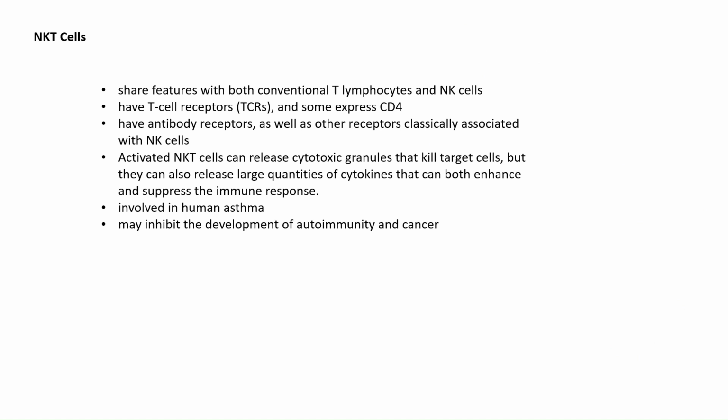Now we have one more set that is called NKT cells that share the features of both T lymphocytes and NK cells. So NKT. So they express CD4. We learned in the last slide NK cells don't contain any receptor, but this is a combination of NK and T cells, so they express CD4 also, and like NK cells they have antibody receptors also. So activated NKT cells can release cytotoxic granules that kill target cells, but they can also release large quantities of cytokines that can both enhance and suppress the immune response. These are mainly involved in human asthma and inhibit the development of autoimmunity and cancer.